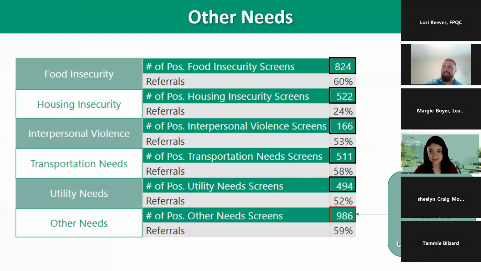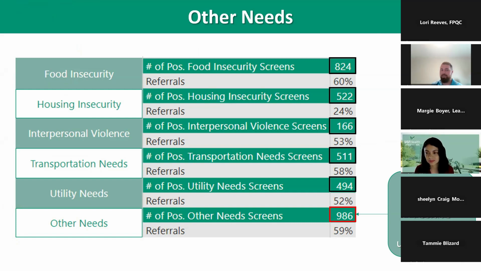All right. And so now we're moving into our other needs. And so we were just with housing insecurity. And as you saw, this has the number of positive screens, but it also has the percentage referred. One of the things that we wanted to touch on is if you look in all of our boxes, the highest number of positive screens that we've had so far within the initiative have actually fallen under the category of other needs, which is kind of unique.